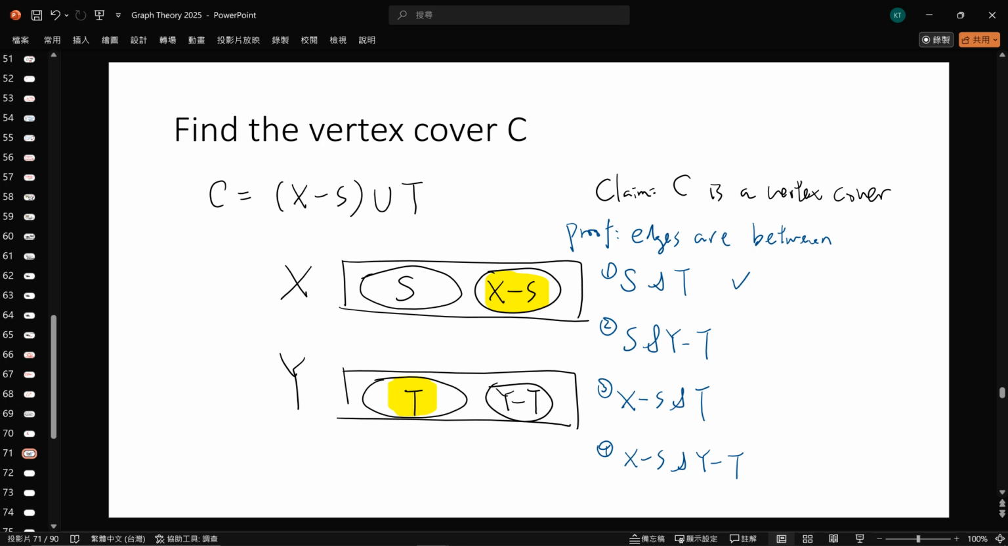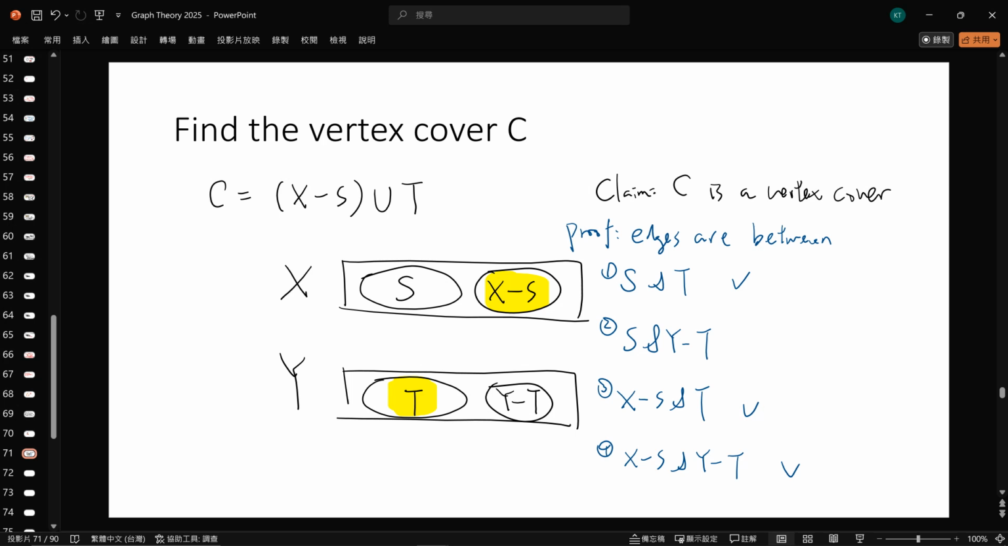So apparently, because we actually choose both endpoints of this type of edges, so yes, we can cover these edges, okay? And the last set is between X minus S and Y minus T. So once again, because we've chosen all the vertices in X minus S, we can also cover the edges between X minus S and Y minus T.